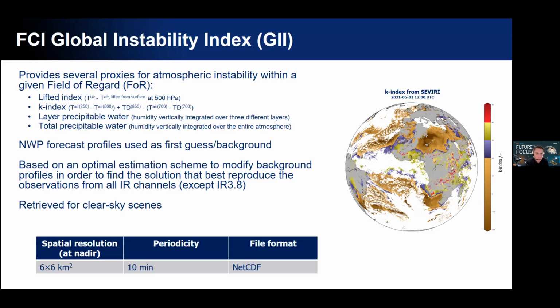And this is retrieved only over clear sky scenes. As you can see on the figure on the right, you have one example for SEVIRI decay index. So you have missing data, of course, over cloud areas where you don't have the information. As I said, this is now at 6 by 6 kilometers, not at the full pixel resolution, but still it's every repeat cycle, and it's disseminated in NetCDF format.